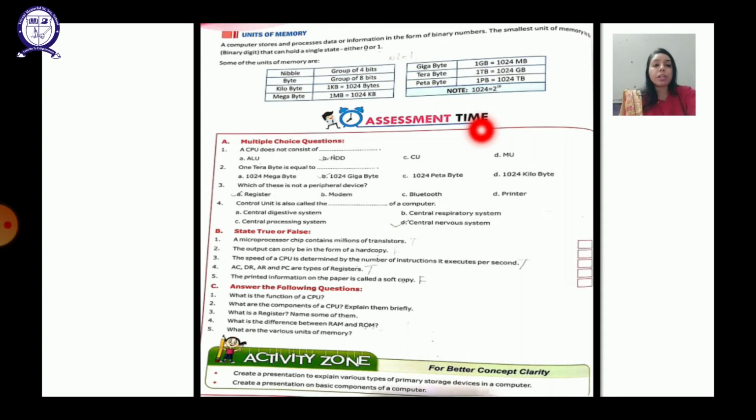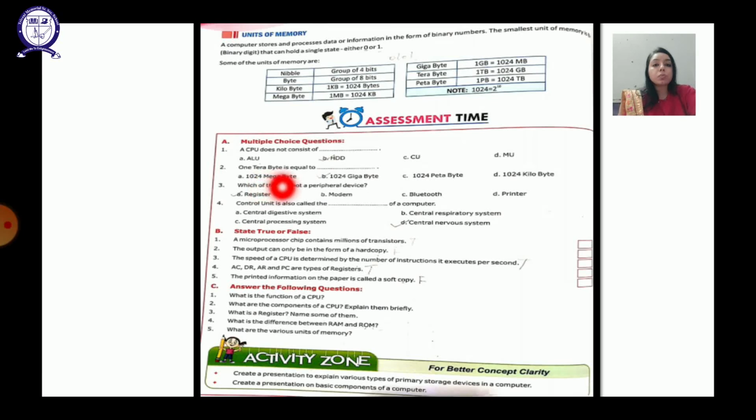With this, we have covered the explanation of the chapter. Now let us move on to the exercise part. The first question says: a CPU does not consist of ALU, HDD, CU, MU. So the answer is HDD. The CPU consists of ALU and CU. They are asking about the component, so HDD is not a component.